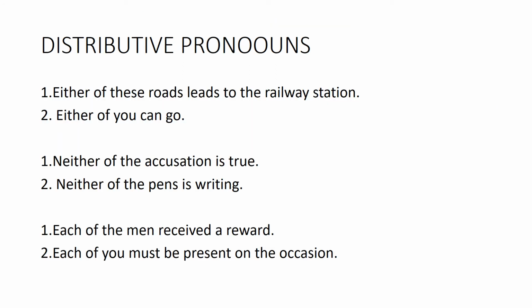Distributive pronouns. The words either, neither, every, each, both, all are examples of distributive pronouns because they refer to persons or things one at a time or in groups. Either means the one or the other of two. Examples: either of these roads leads to the railway station. Either of you can go.